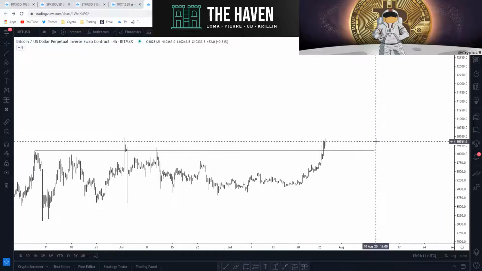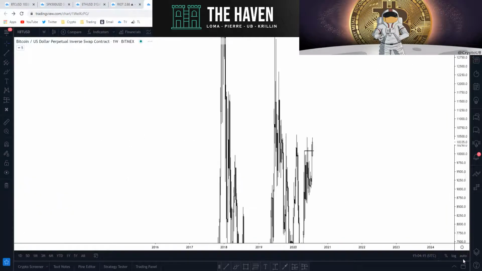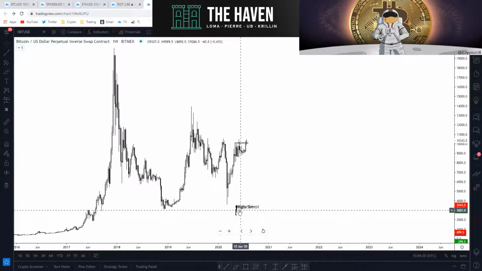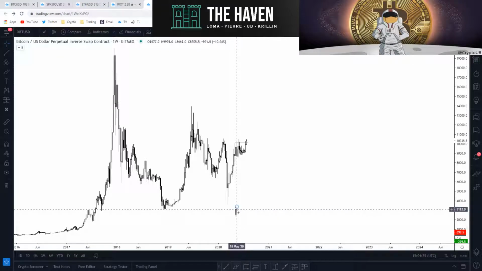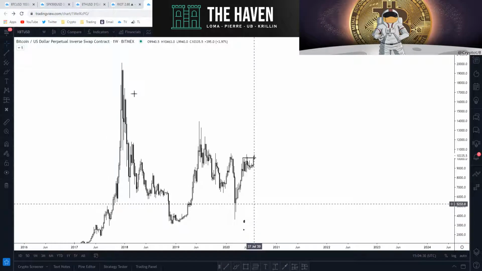Okay, so what am I looking for here? Well, let's go into the weekly, see if there's any significant areas of support and or resistance. I don't know why that was there, but that is now deleted. Okay, anyway, I'll delete that at a different time.